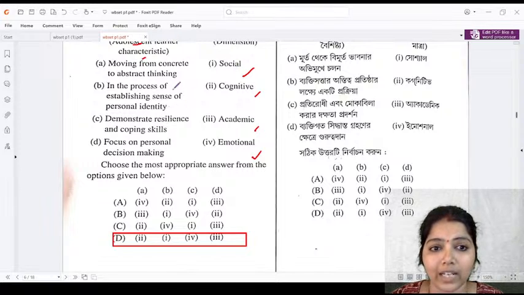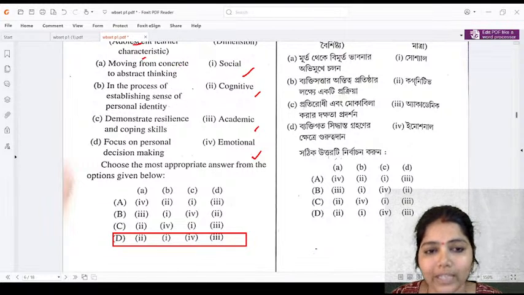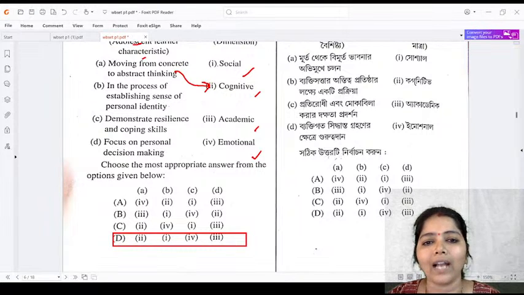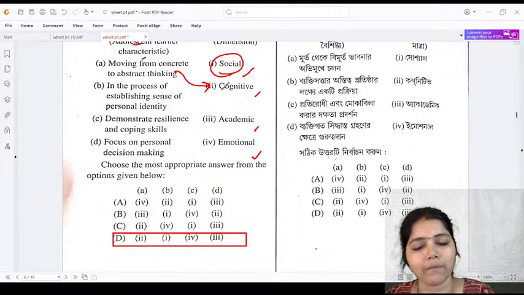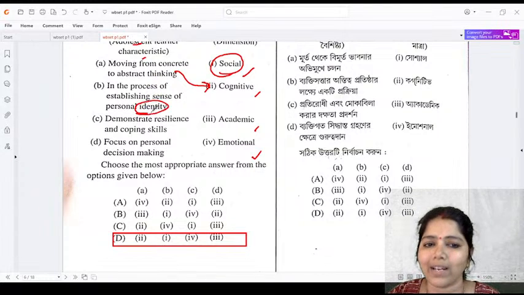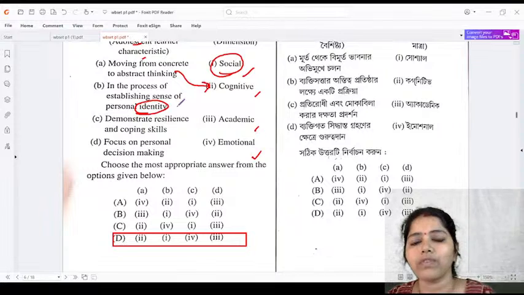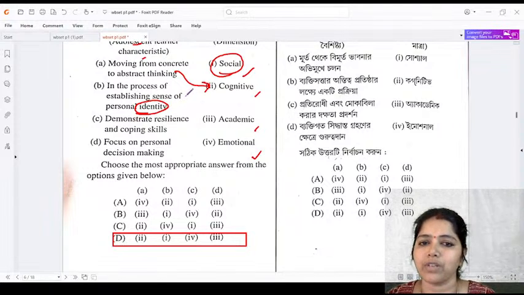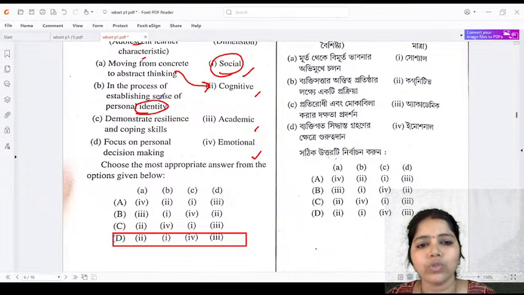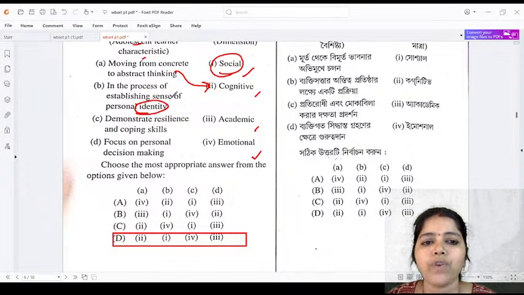So option A is cognitive. When I was thinking level, right? So this is 2. And the social identity in terms of society, when it comes to society, I need to have my own identity, right? So that is what we call a social dimension. When it comes to society, I need to have our own personal identity. So the process of establishing a sense of personal identity, that is the social dimension.